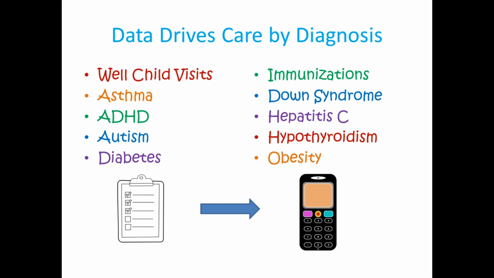Providing care yields data, and that data can drive care through reports and recalls. Our most frequent report and recall conditions are well child visits, vaccines, and asthma. We have the capability to recall for any diagnosis, any lab value, any prescription written, or any vaccine with nearly any demographic filter, and we've used all of those for different purposes.